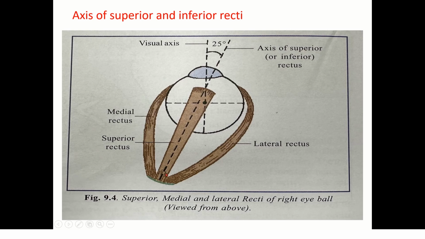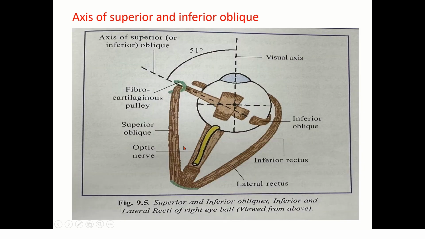And now let us see here. The axis of the superior rectus and the inferior rectus is forming a 25 degree angle with the visual axis of the eyeball, and when the eye is abducted, then the visual axis of the eyeball will come in line with the axis of the recti, superior rectus and inferior rectus. And here you can see the axis of the superior oblique is making an angle of 51 degrees with the visual axis. So when the eyeball is adducted, then the visual axis comes in line with the axis of the superior oblique.